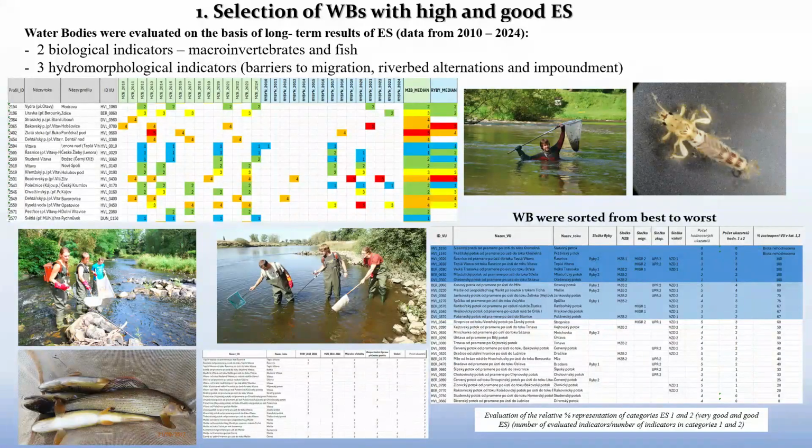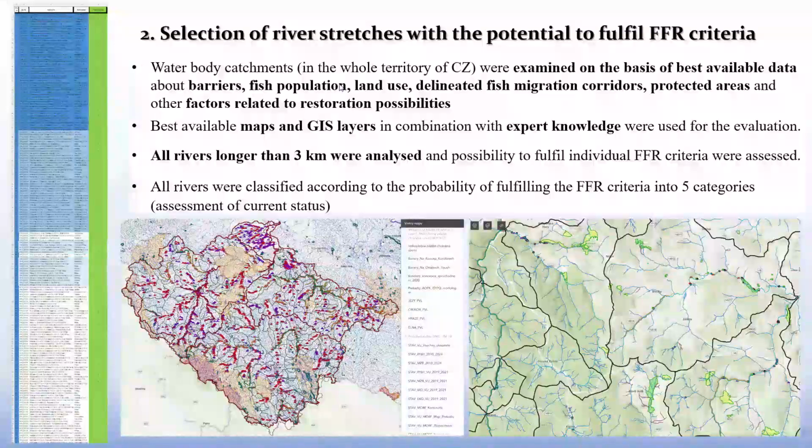We used two biological indicators, macroinvertebrates and fish, and three hydromorphological ones: barriers to migration, riverbed alterations, and impoundment. And we sorted these water bodies according to these criteria from best to worst. So we now know where to look for suitable rivers and river stretches. And then we selected the river stretches within these water body catchments.